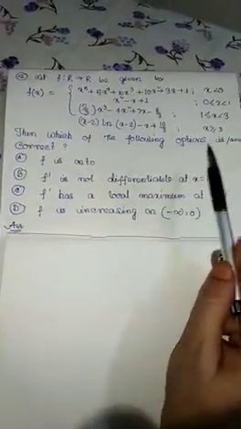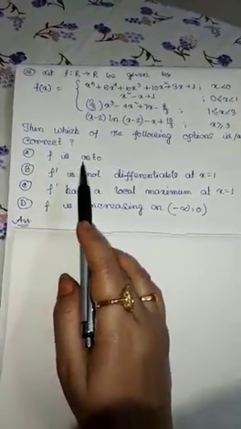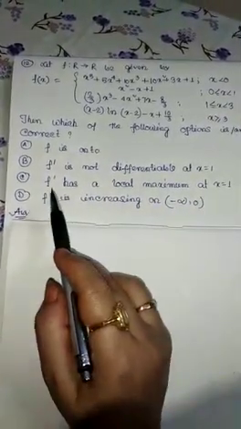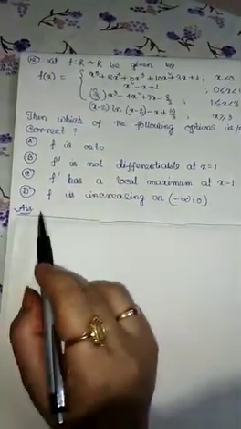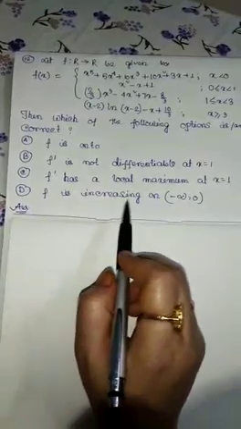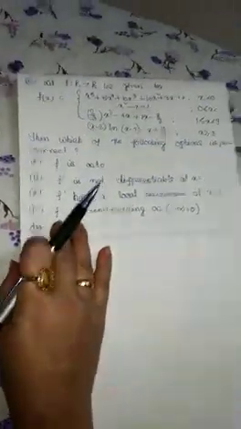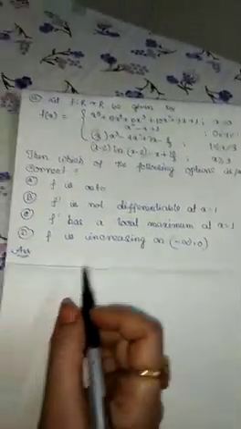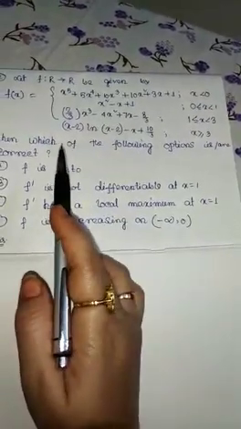Then which of the following options are or is correct? A, f is onto. B, f' is not differentiable at 1. C, f' has a local maximum at x = 1. And D, f is increasing on minus infinity to 0. Let's try to solve it. At first, we check the differentiability of the function.